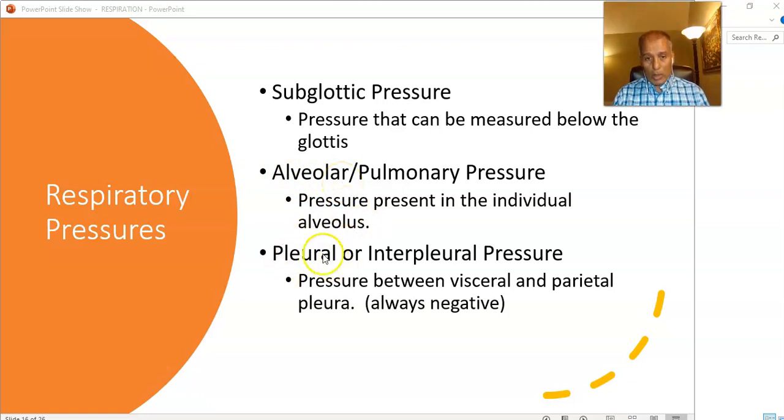First, we'll begin with the bottom one, the one that is actually number 3 here, pleural or interpleural pressure. That is the pressure that is found in the pleural cavity that is around the lungs, all around the lungs, between the parietal pleura and the pulmonary pleura. In that cavity, you have the pleural pressure or interpleural pressure. That pressure is the opposite of the pressure in the lungs. We are not speaking about the inside of the lungs. We are speaking about outside.